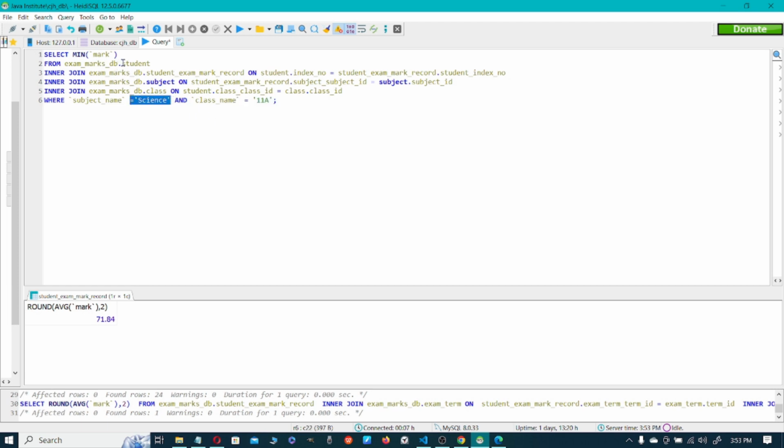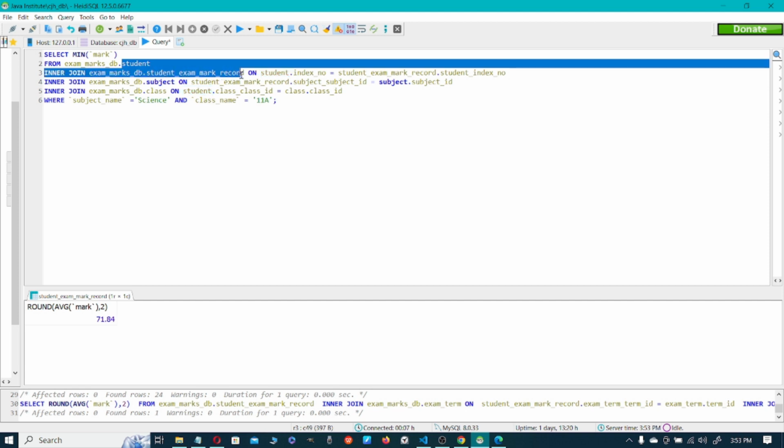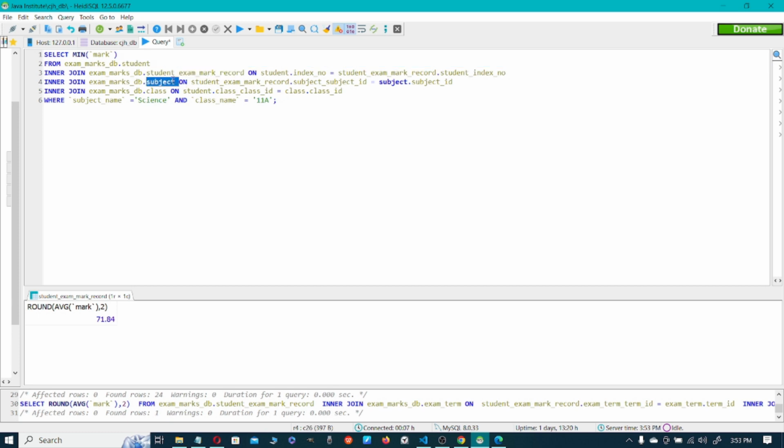For that we have inner joined the student table with the student exam mark record table, and then we have inner joined the subject table, and lastly the class table, and this should be our condition part. Let's execute our query. As you can see, the minimum mark is 23.5. Let's move on to the fourth question.